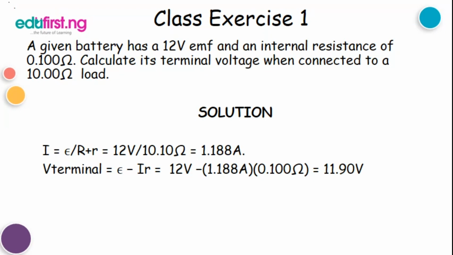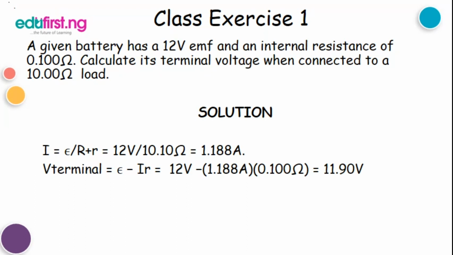Let's take some exercises. Exercise 1. A given battery has a 12-volt electromotive force and an internal resistance of 0.1 ohm. Calculate its terminal voltage when connected to a 10 ohm load. Solution. We are to calculate terminal voltage and we are not given current, which means we need to find current first.